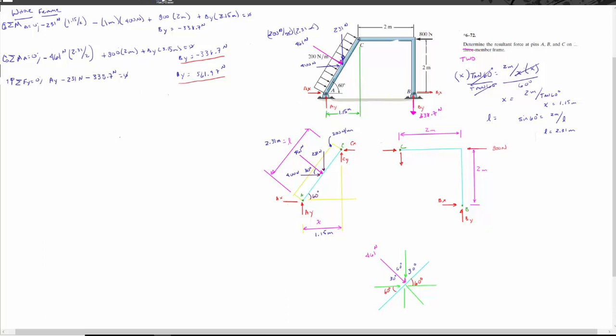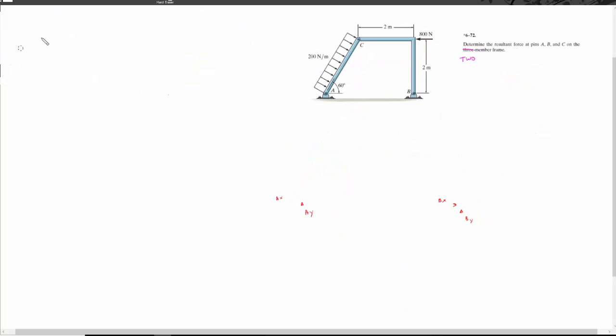Now over here on this free body diagram, I think I drew that in the wrong one. Yeah, so I'm going to just erase this really quick. Sorry about that. I'm going to erase this.